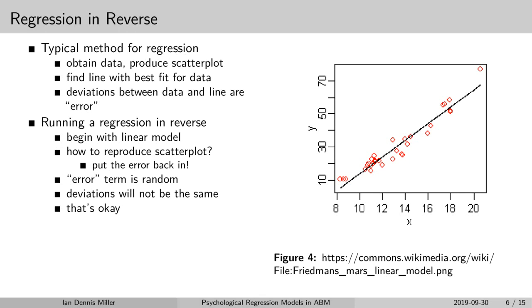When we run this regression in reverse, we're going to begin with the linear model, and we're going to try to reproduce the scatter plot by putting the error back in. This error term is random, and so in that sense, the deviations are not going to be exactly the same as whatever originally produced the regression model, and that's okay. One of the reasons that's okay is because we're usually going to run these simulations many times, and we want the error to be random, not systematic. So it's preferable that the deviations are different each time we run this.